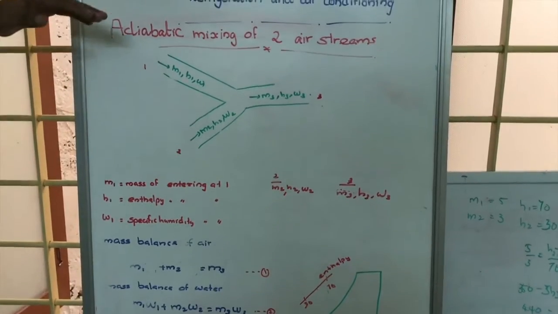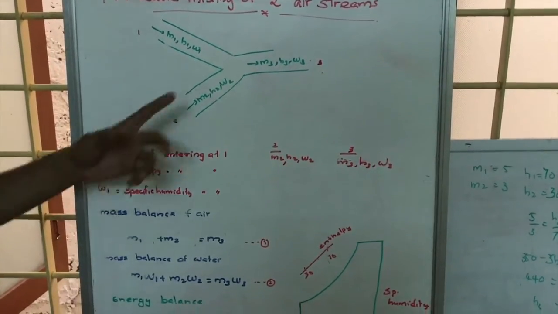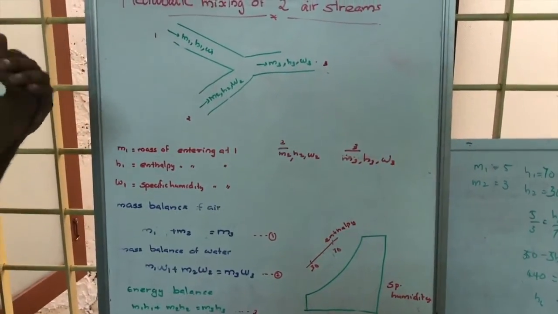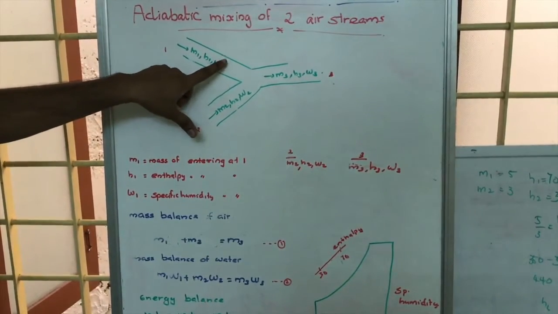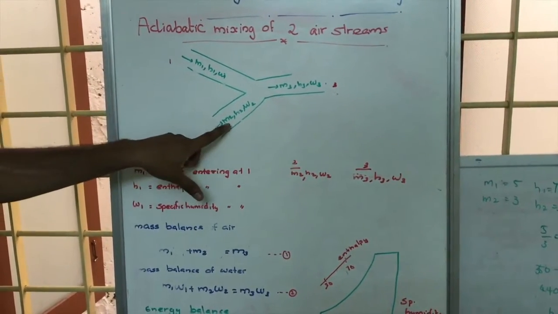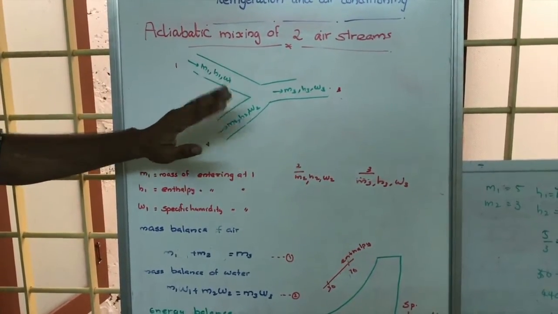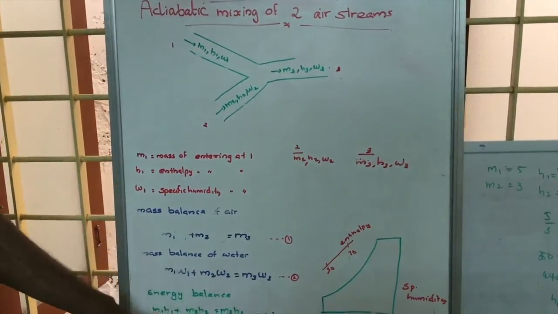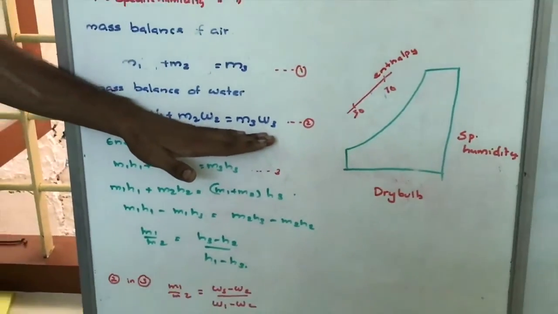Second step, the mass of vapor entering will be equal to the mass of vapor going out. We already know specific humidity means the mass of vapor per kilogram of air. So W1 means the mass of vapor per kilogram of air. The total mass of vapor is W1 M1, here it is W2 M2, and here W3 M3. So the vapor entering, M1 W1 plus M2 W2, is equal to M3 W3. That is the second equation, the mass balance of water vapor.